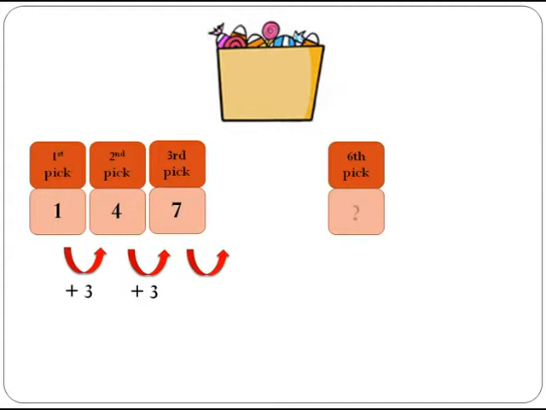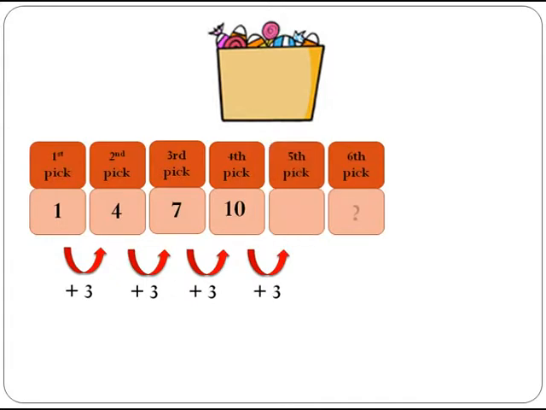Yes, it is easy. The third time the kid picks up 7 candies, and we have seen that the number of candies is increasing by 3. So in the 4th time the kid will pick up 7 plus 3 candies, that is 10 candies. Similarly, in the 5th pick he will have 10 plus 3, that is 13 candies. And finally in the 6th pick he will have 13 plus 3, that is 16 candies.